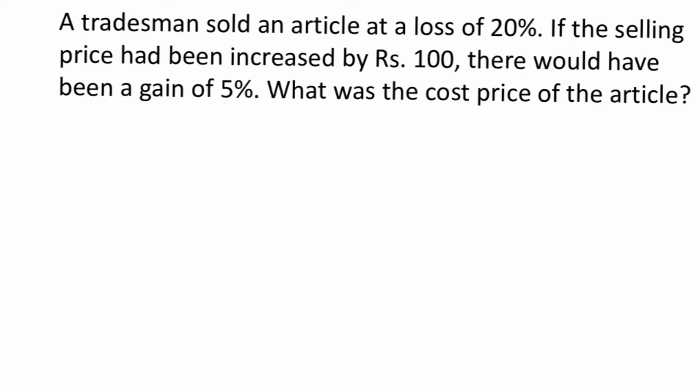A tradesman sold an article at a loss of 20%. If the selling price had been increased by 100 rupees, there would have been a gain of 5%. What was the cost price of the article? Here, cost price is not given, selling price is not given, but the increase in selling price is given. So better not to use it initially.